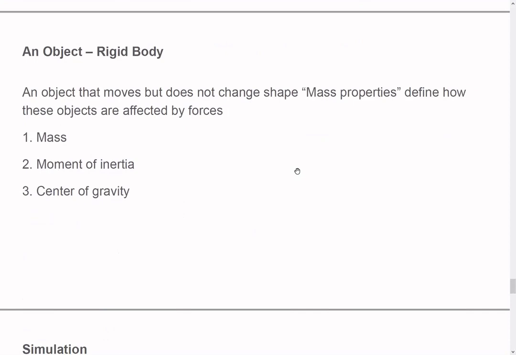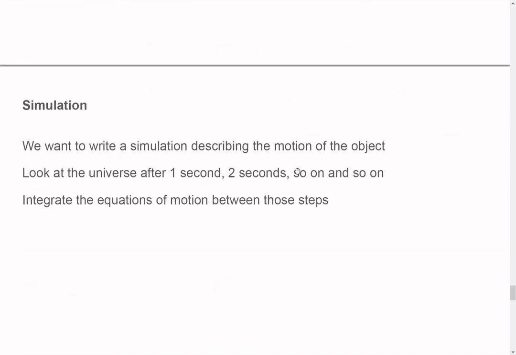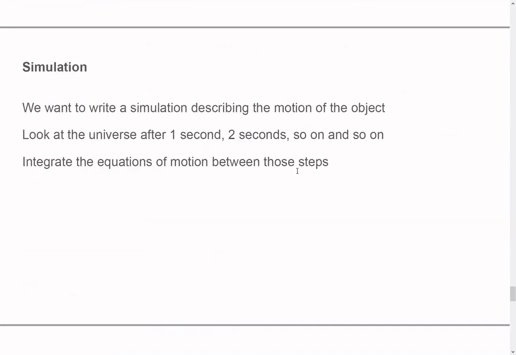Okay, so we discussed rigid bodies, an object that moves but does not change shape or mass properties. They define how these objects are affected by force. So there's a mass, center of gravity, and moments of inertia when it comes to an object. Then what's a simulation? We want to write a simulation describing the motions of the given set of objects. And then we integrate the equations of motion between these objects.